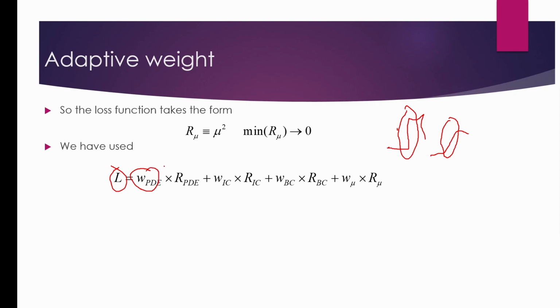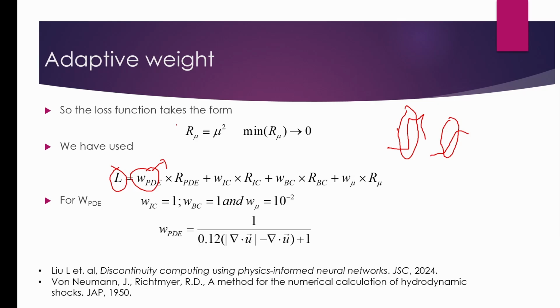Here the weight will change based on some parameter. Usually it could be based on the gradient. But one of the beauties of the physics-informed neural network paper by Liu et al. is that they proposed a new weight. This weight can give a better shock resolution than any shock capturing scheme I know. This weight was introduced by the great von Neumann in the 1950s. Liu et al. adapted this weight in PINNs and they produced the best result.